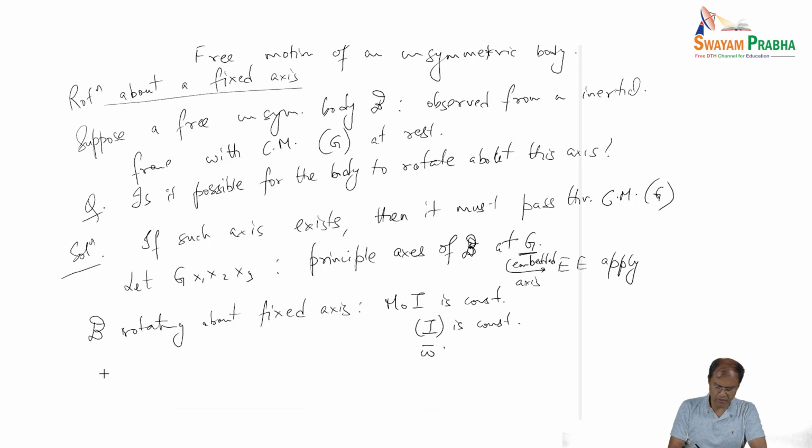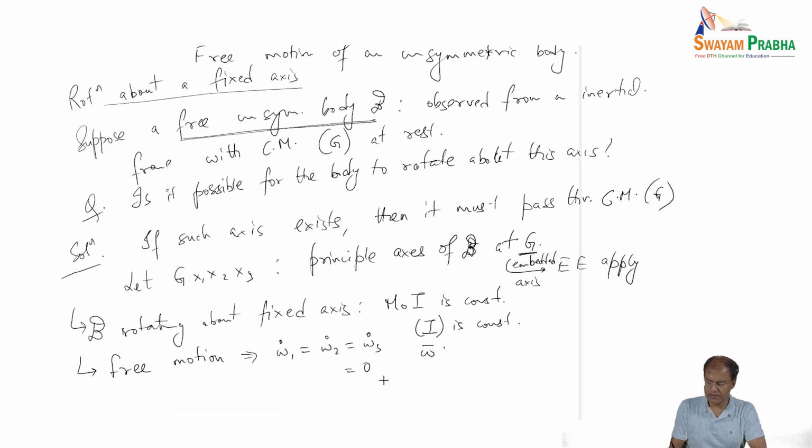So what we have is, since there are also no forces, this is a case of free motion of the asymmetric body. Since we have free motion, we expect no torques. So we have that the derivatives of the angular velocity components vanish, or this omega is a constant as well.